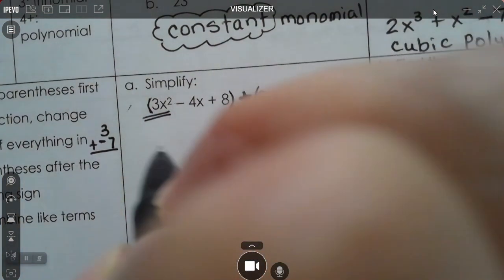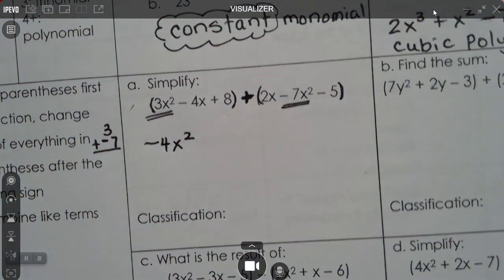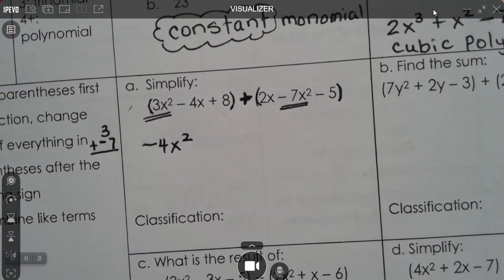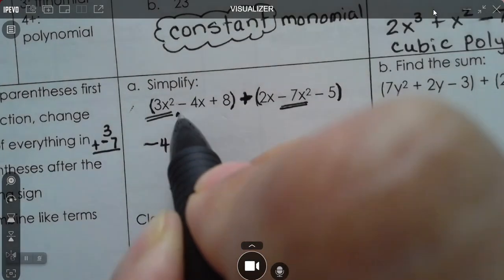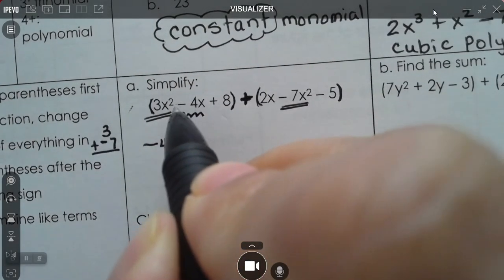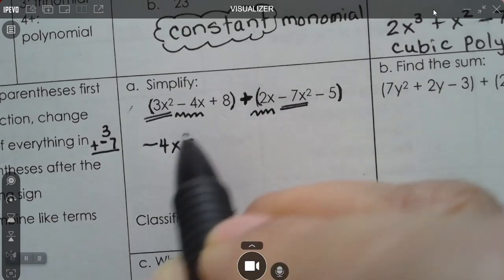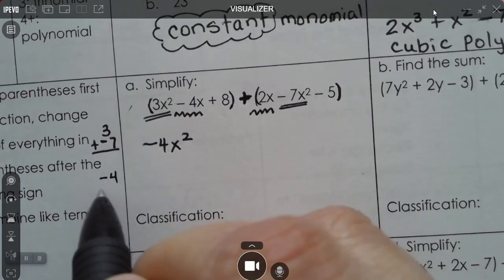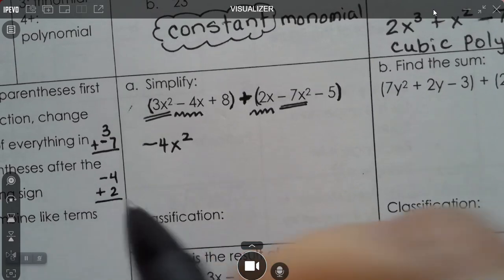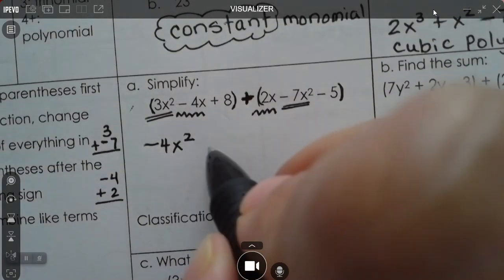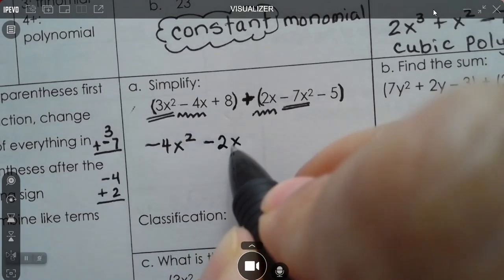Negative 4, so it's going to become negative 4x squared. Okay. All right, what's the next highest exponent? Yes, but the 4x is negative and the 2x is positive. So in your calculator, you need to do negative 4 plus 2. Please don't yawn so loudly, okay? It is negative 2, so it can be negative 2x.